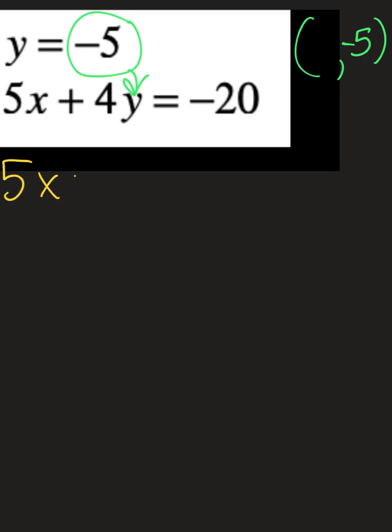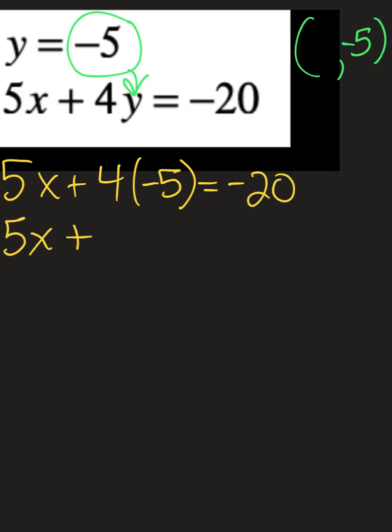So I have 5x plus 4 times negative 5. Again, really important to use those parentheses when I'm substituting. And now I will simplify and solve. So 4 times negative 5 is negative 20. I guess I don't even need that plus. I can just do 5x minus 20 equals negative 20.